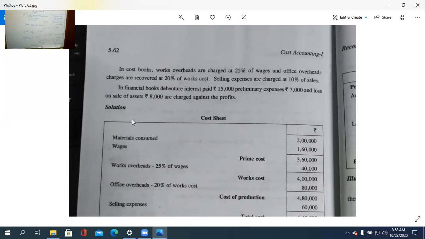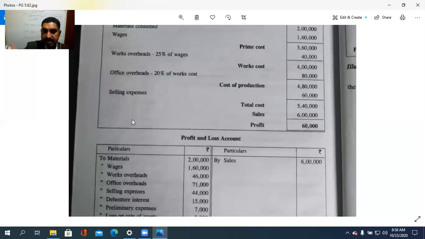Office overhead charges have to be 20% on the work cost. So 4 lakh, 20%. How much? 80,000. Okay. So it is 4,80,000 total. Then selling and distribution overhead 10% on sales. Our sales is 6 lakh. So 60,000. So here it is 60,000. Then what is that? 5,40,000. So how much is the profit? 60,000. Profit is 60,000. This is one case. So the costing profit is 60,000.